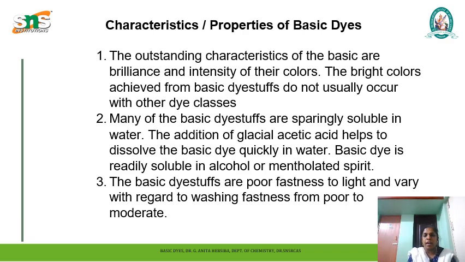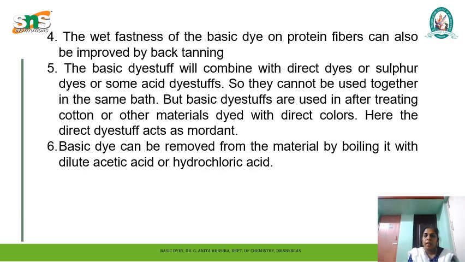Basic dyes have poor fastness to light and vary with regard to washing fastness from poor to moderate. And the wet fastness of a basic dye on protein fibers can also be improved by a process called back tanning. It's an after treatment. The basic dye stuff will combine with direct dyes or sulfur dyes in order to improve the problems associated with basic dyes. But basic dyes are used in after treating cotton or other materials dyed with direct colors.